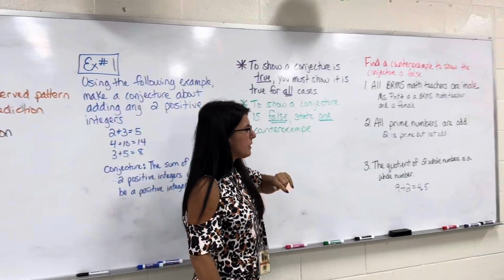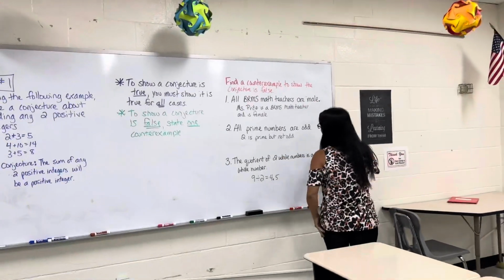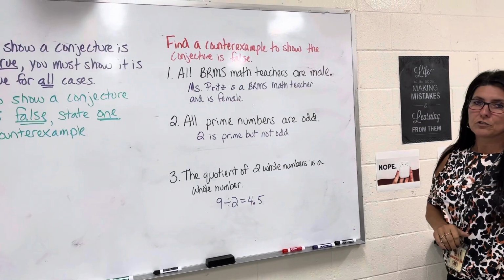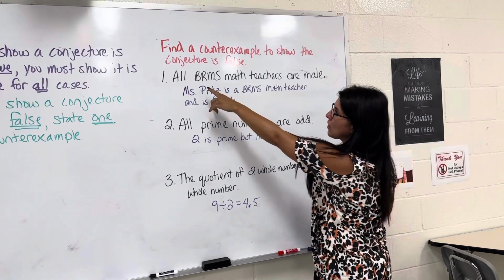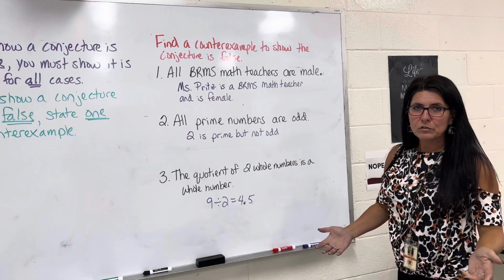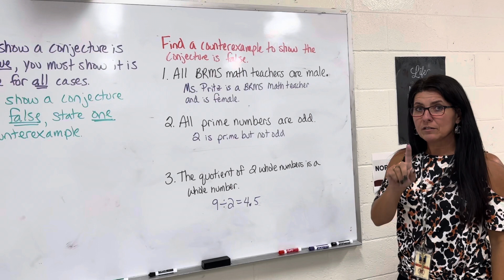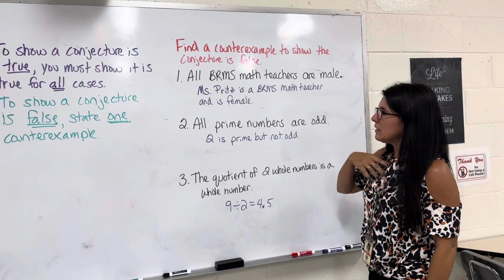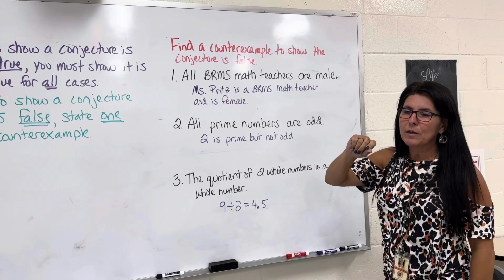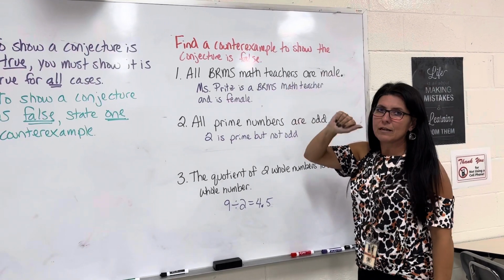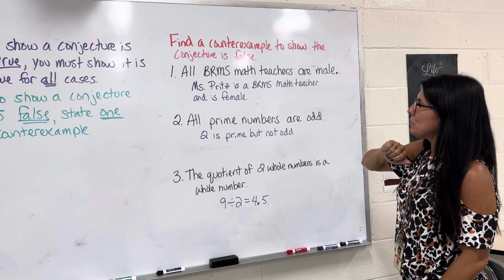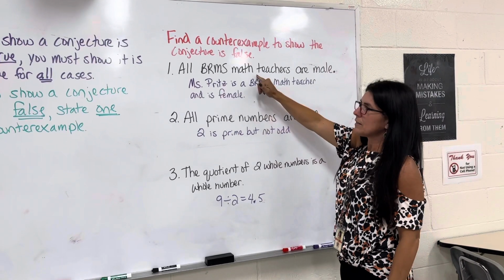So let's look at some examples here. The directions specifically say, state a counterexample to show that the conjecture is false. So the conjecture is all Blue Ridge Middle School math teachers are male. We know that's false. We only need one example to show that that's not true. And I use myself as an example. So this purple is our counterexample that proves this black statement is false. So Miss Pritz is a Blue Ridge Middle School math teacher, and she is female. This proves that that's false.